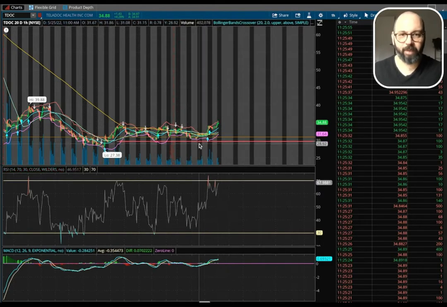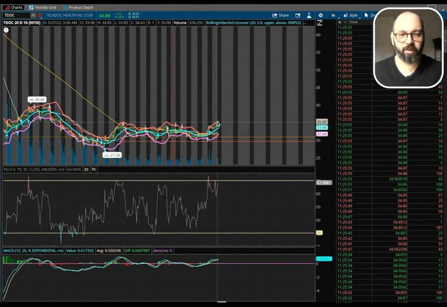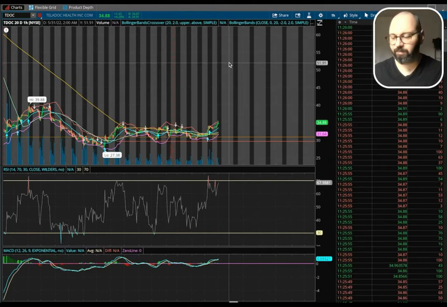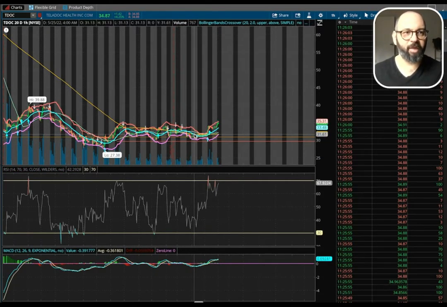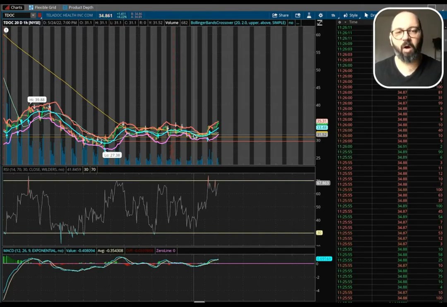Now look, Teladoc might break out resistance here and shoot higher, in which case, obviously this is no longer a trade. Also keep in mind that it's May 27th. It's 11:30 in the morning. I don't know when you're going to watch this video. It could be a year from now. It could be 5 years from now. This isn't always going to be a trade, right? This exact setup. This is really just for educational purposes.